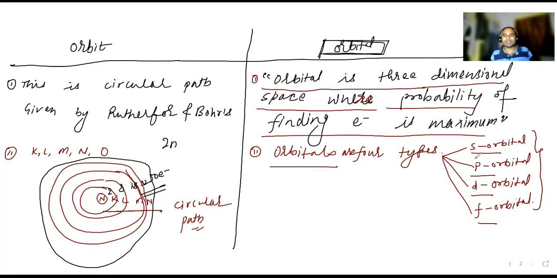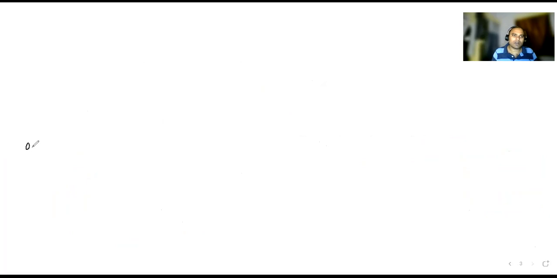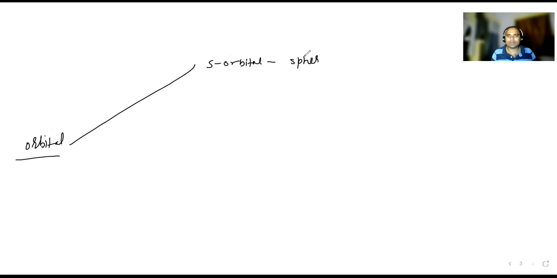Now we are going to study a little bit deeper here. So I am going to the next page. Can I go to the next page? Okay. So see here the orbital concept. If you talk about the s orbital, the s orbital is spherical shape.